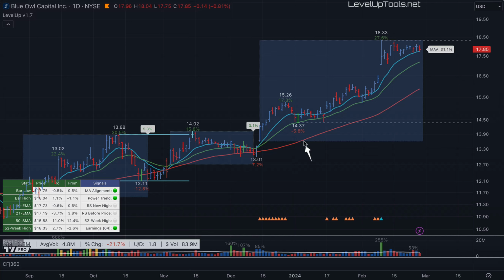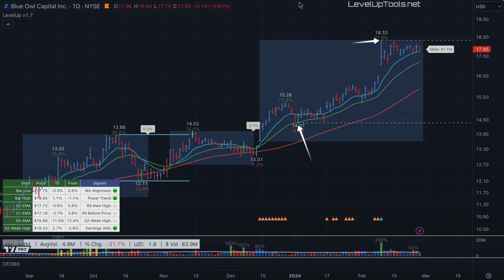Looking at this chart, this point right here is a marked low. It's the lowest low going 9 bars back in time and 9 bars forwards in time. This is a marked high right here. It is the highest high, 9 bars backwards in time and 9 bars forwards in time.